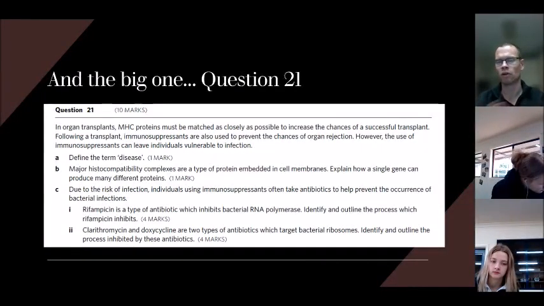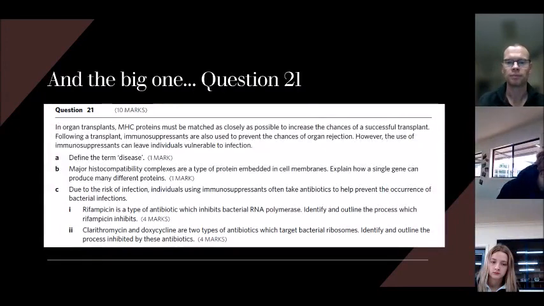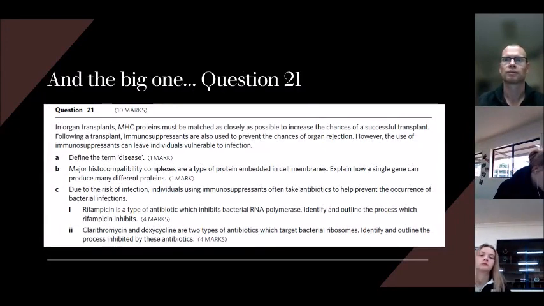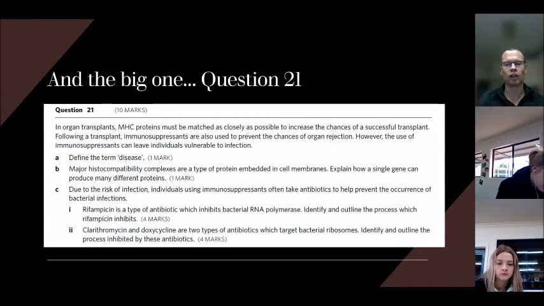What I want you to tell me at the moment, not the answer, I just want you to tell me, read C part 1. What's the question actually asking you to do? Identify and outline the process in which that inhibits. Yeah, so what process? What's it actually asking you to explain? Identify and outline the process. So let's start by identifying it, because that's the first thing it's aiming to get you to do. I don't want to go through the outline now. I'm going to leave that with you guys as homework.